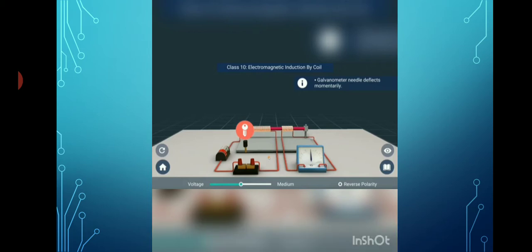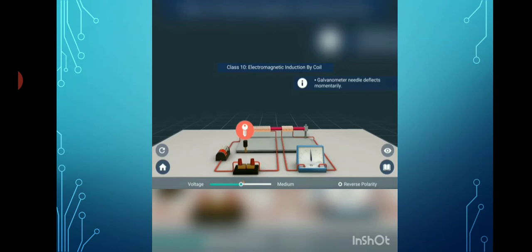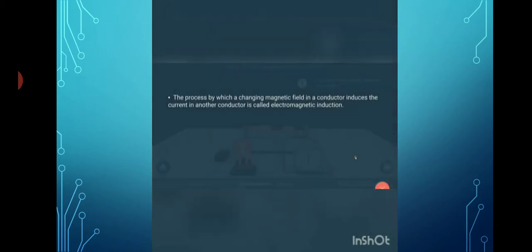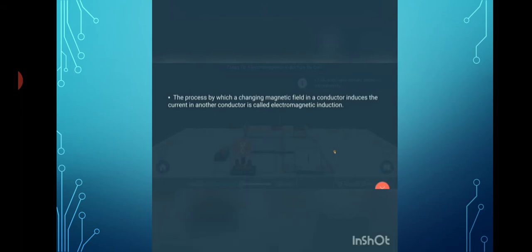Now again, disconnect coil 1 from the battery. You'll observe that the needle momentarily moves, but to the opposite side. So it means that now the current flows in the opposite direction. In this activity we observe that as soon as the current in coil 1 reaches either a steady value or zero, the galvanometer in coil 2 shows no deflection.